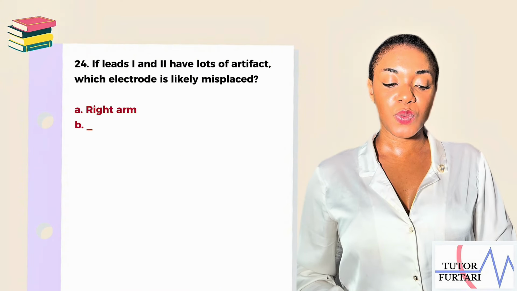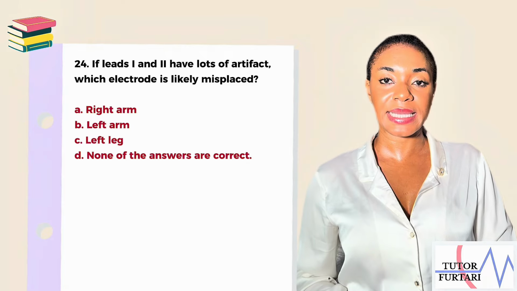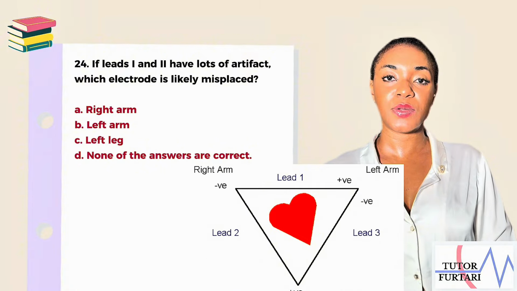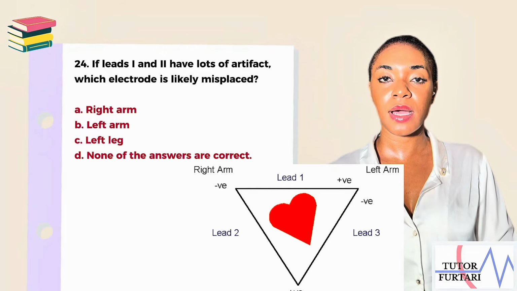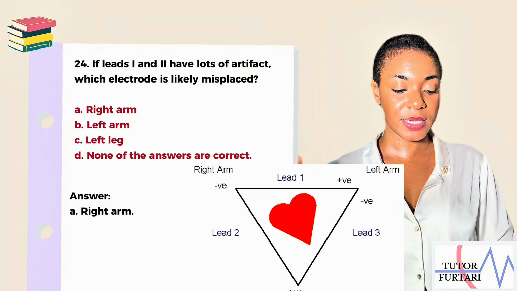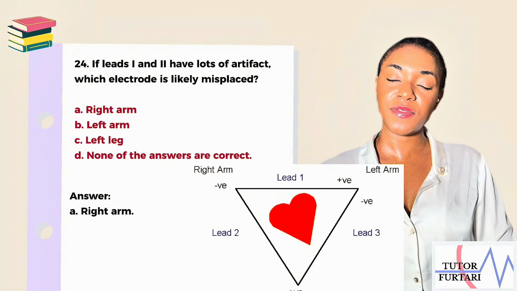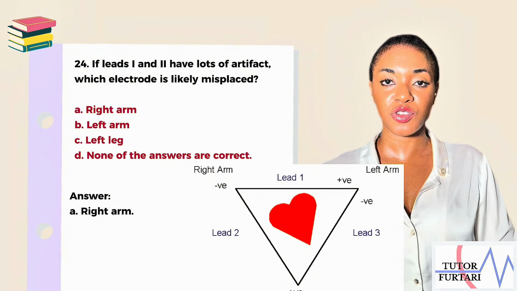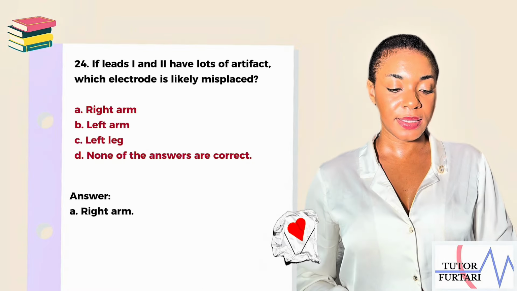24. If lead 1 and 2 have a lot of artifacts, what electrode is likely misplaced? Let me give you a hint. So what is lead 1? Left arm, right arm. What is lead 2? Right arm, left leg. Which one is common? The right arm. So the answer is right arm, which is option A. If you chose something different, please refer back to your Einthoven's triangle. I would make a very short and quick video on that later on.